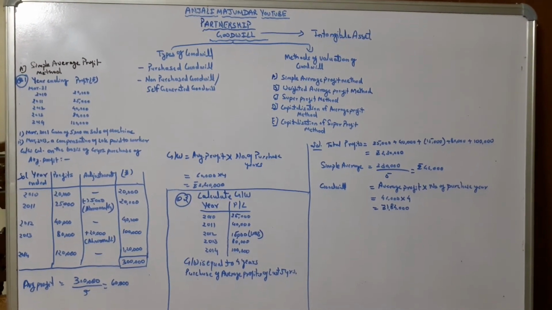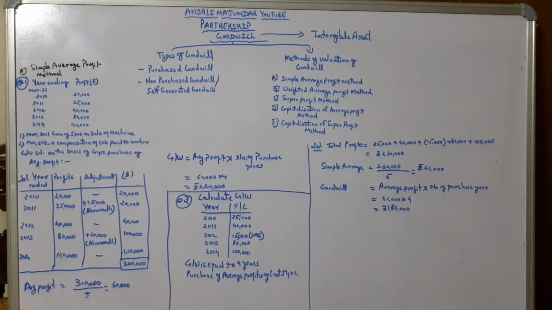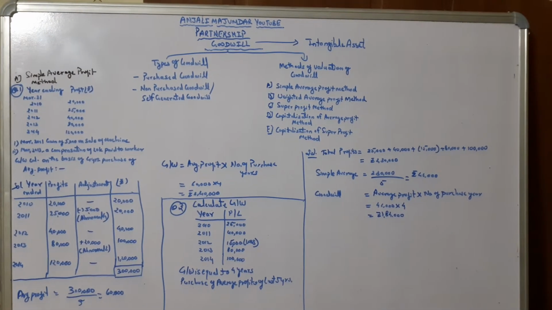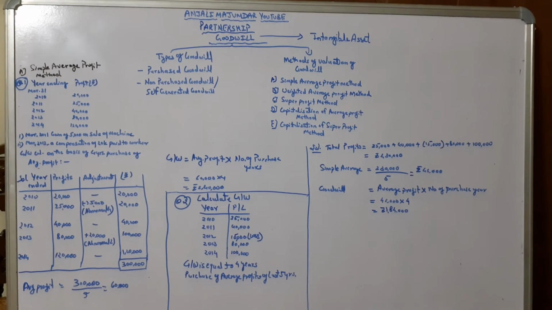Now, types of goodwill. There are two types of goodwill: purchase goodwill and non-purchase goodwill, alternatively self-generated goodwill. Purchase goodwill, as the name itself suggests, means you are purchasing, right?